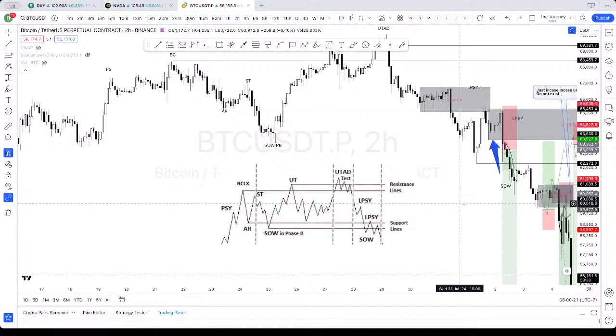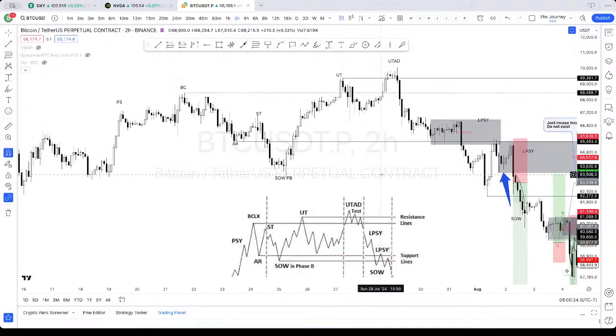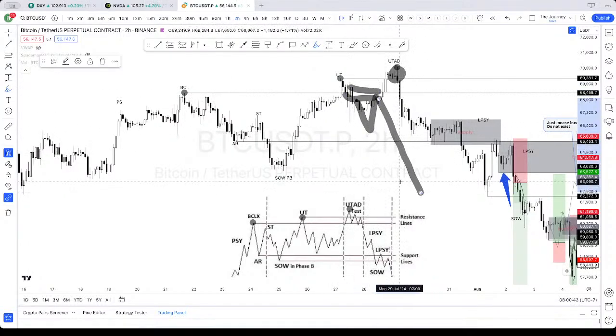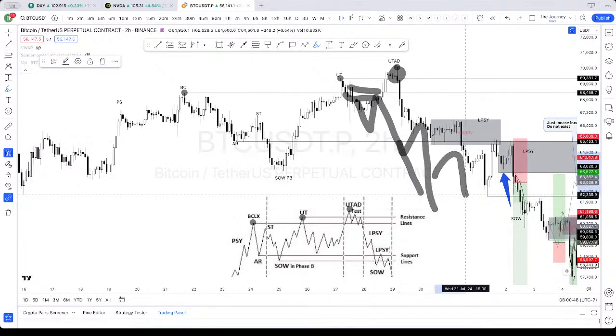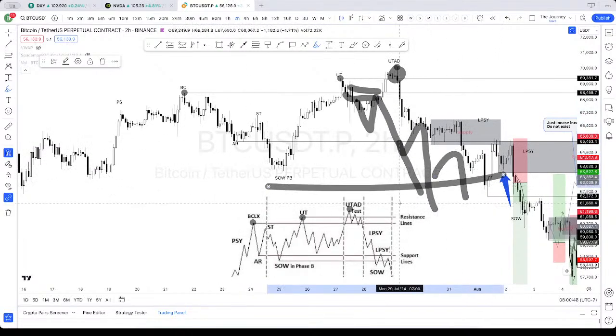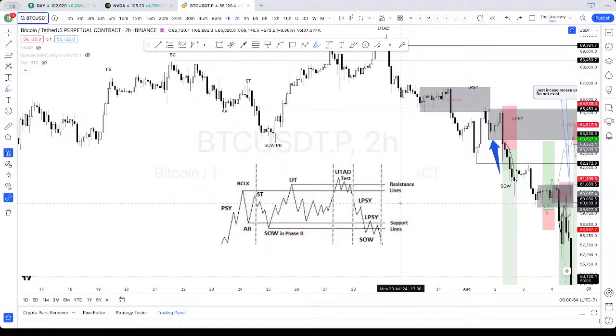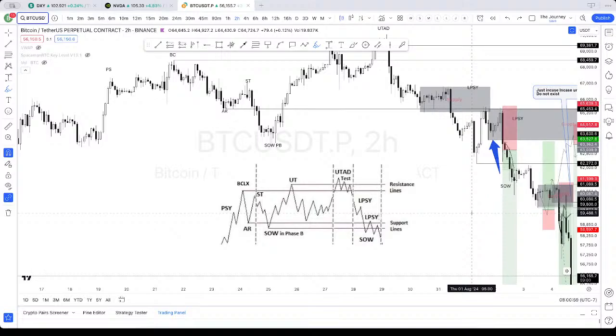I've seen many of these. But this is a model one distribution where you have 1, 2, 3 taps on the high. Model 2 distribution would have, instead of coming off of this high, come down and rejected off some manner of supply in here and then put in its last points of supply and its sign of weakness down there. So that's the best I can offer for you today on accumulation and distribution models.